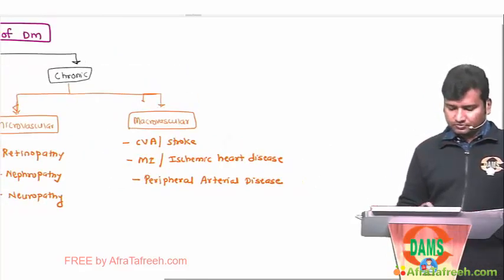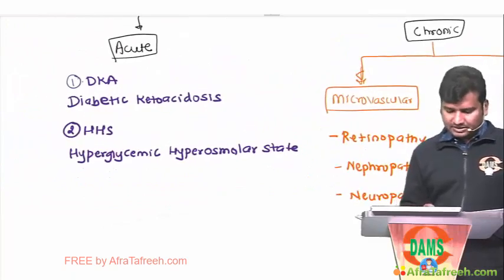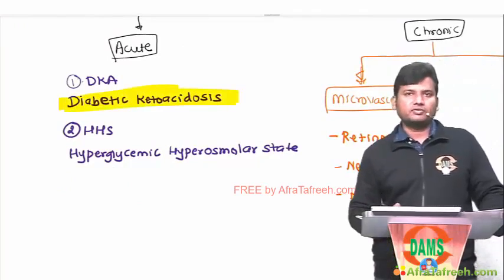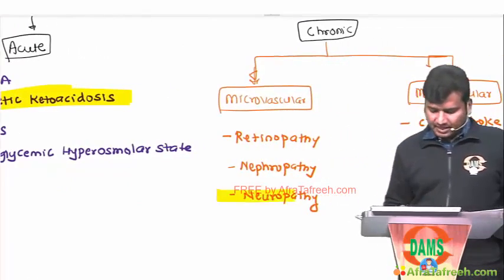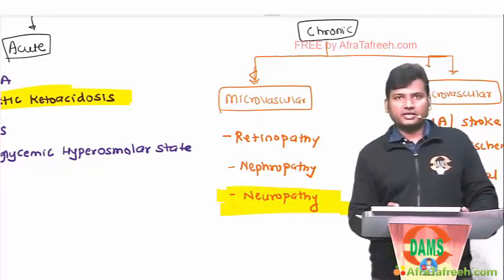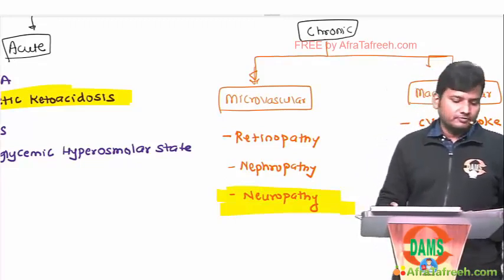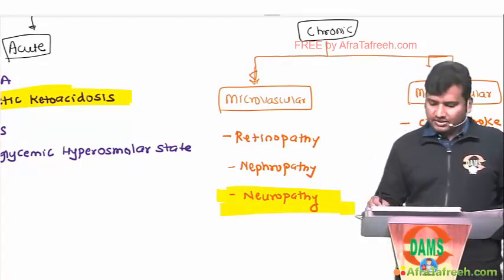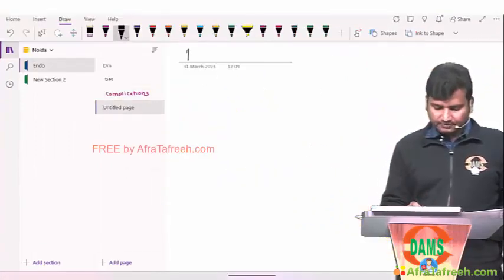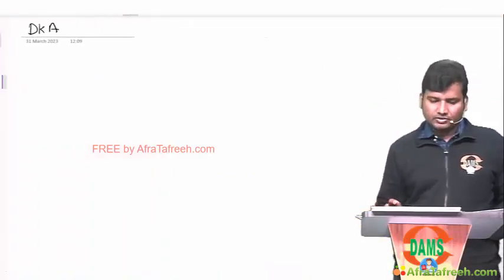The most important for our exam is diabetic ketoacidosis, a very important topic for our exam. And second, diabetic neuropathy, it is also very important for our exam. So we will discuss these two topics in great detail. So first we will discuss diabetic ketoacidosis. So give the heading DKA, diabetic ketoacidosis.